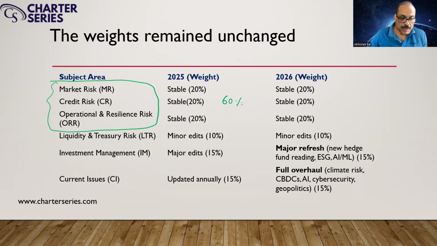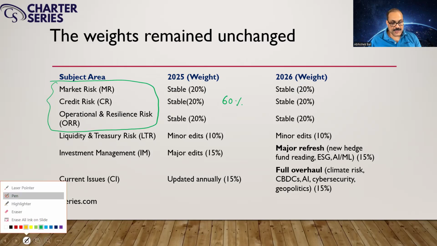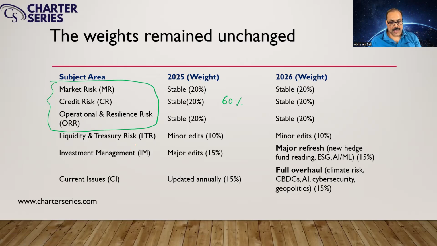However, the one that's left out, the balance 60%, is where I tell you that the investment management, this 15%, is the one where massive change has actually taken place. Of course, the current issues have also undergone change. That was expected because it was due for some time. So the current issues need to be more relevant, and that's precisely why they have also undergone change.